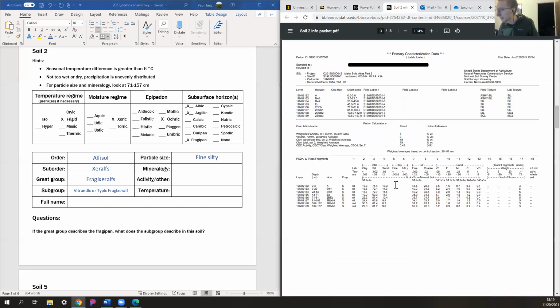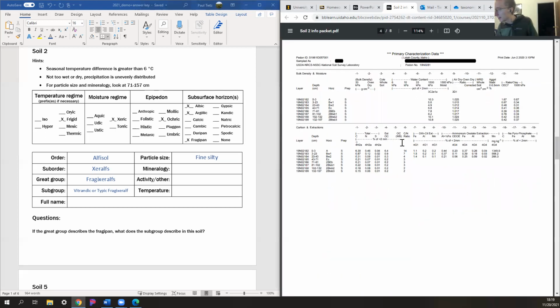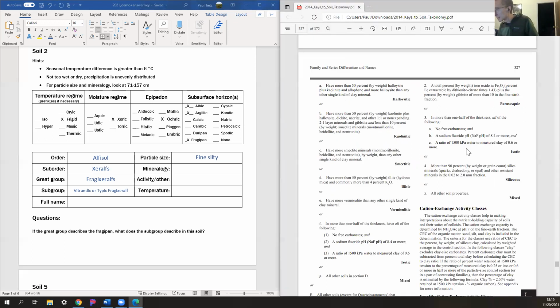Oops, back to the lab data. So our clay is 25, and our 1500 kilopascals water is about 10. So looking at the ratio of kilopascals water, 10 divided by about 25 is 0.4. It has to be 0.6 or more to be andic. That's not us. Okay. Siliceous, we don't have 90% by weight or grain count silica. I believe that would be on the last page of lab data. We don't have anything talking about silica.